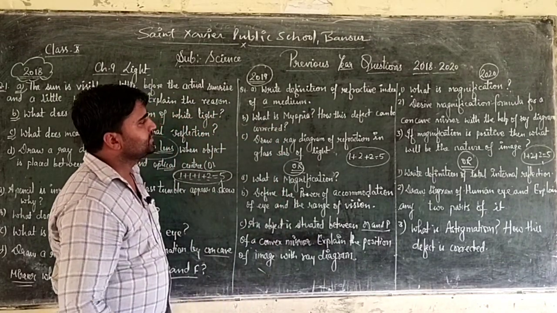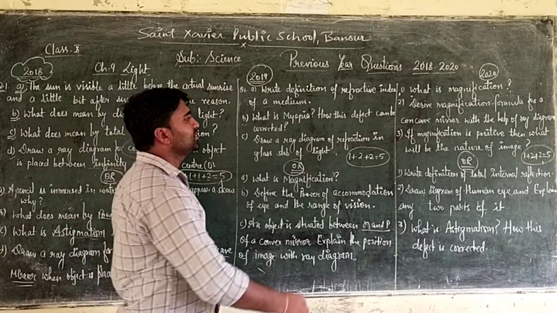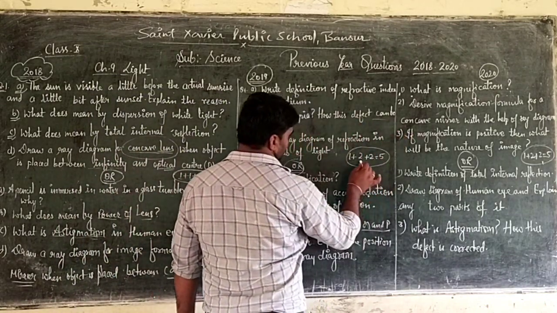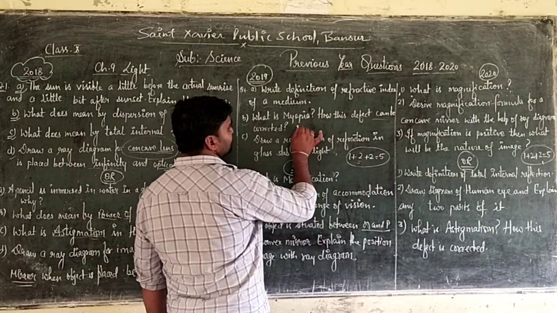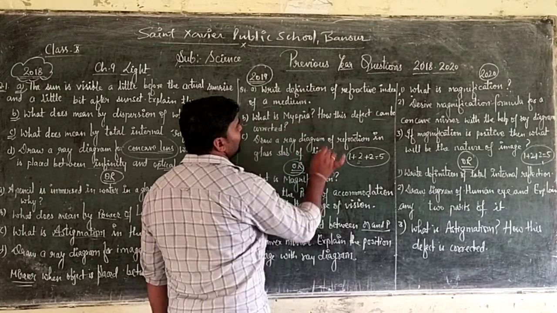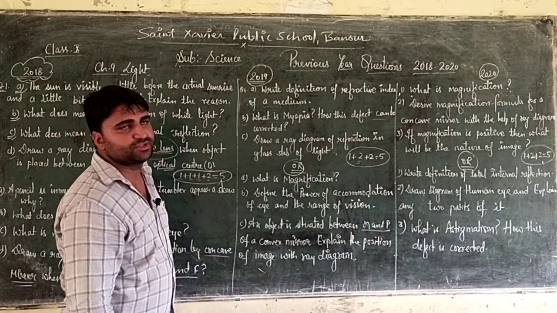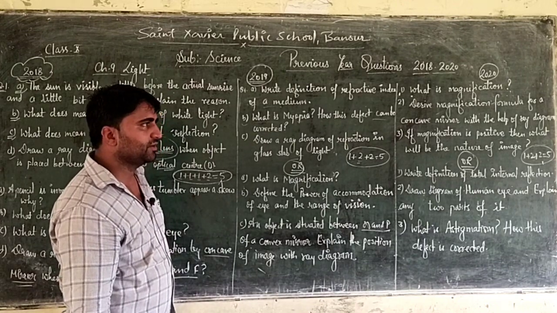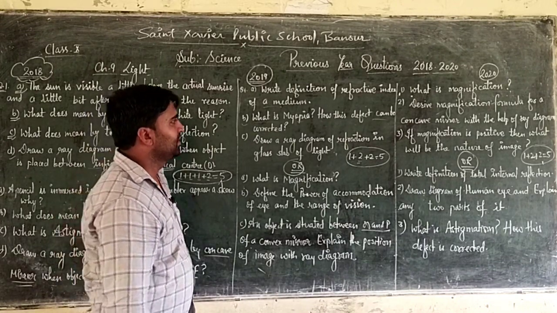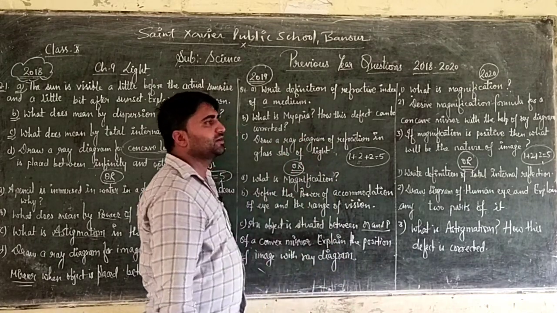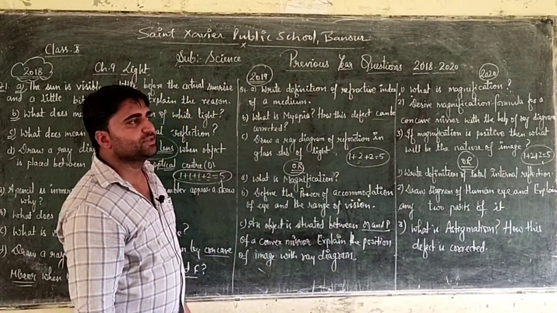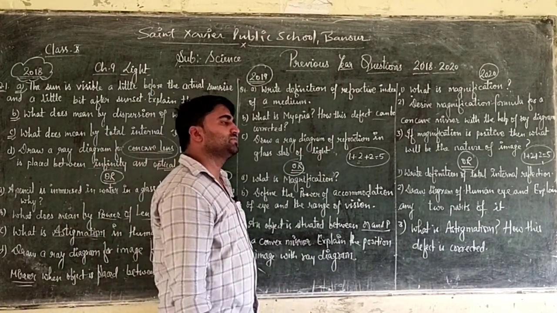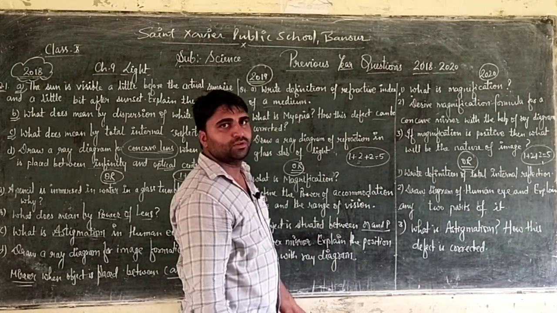What is myopia? This is also an eye defect, and how can it be corrected? It is of 2 marks: 1 mark for the definition of myopia, where you have to explain what myopia is. Myopia is an eye defect, and you know very well that in this defect the image is formed before the retina.